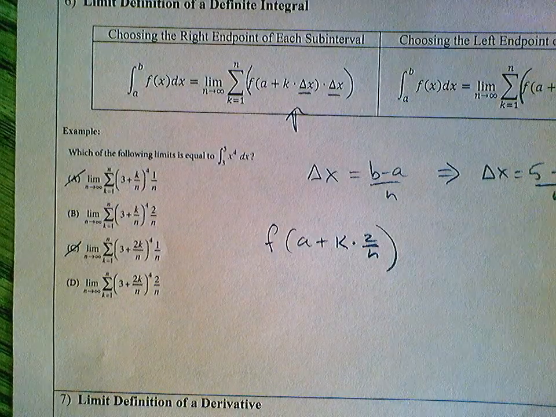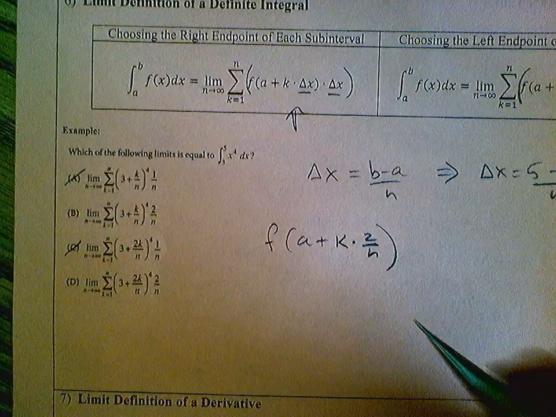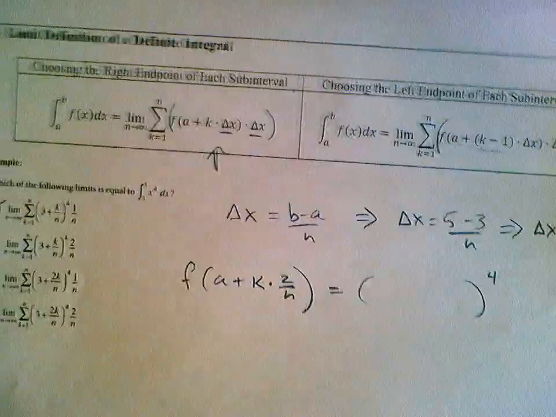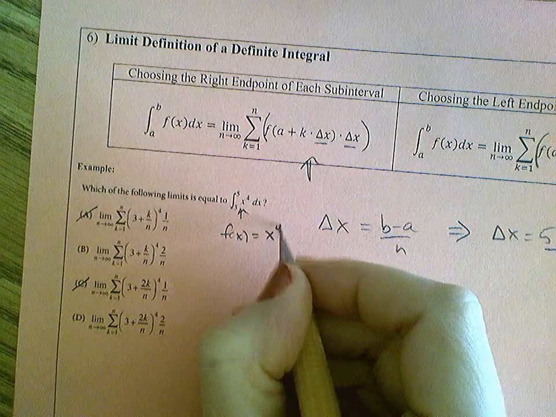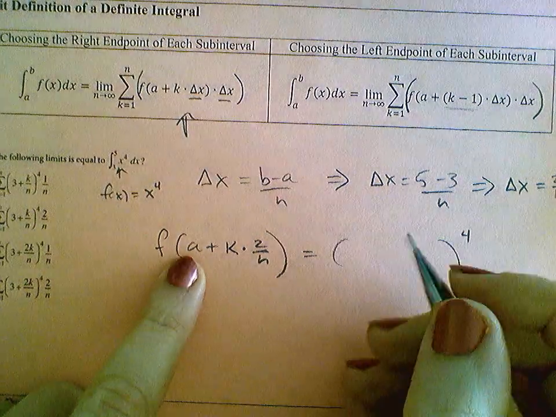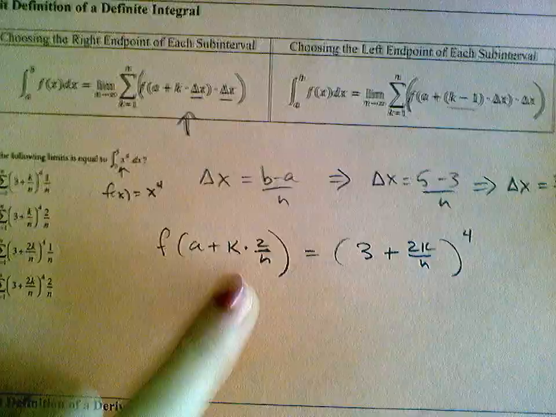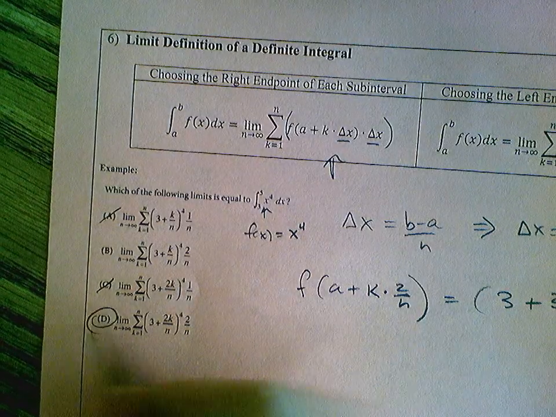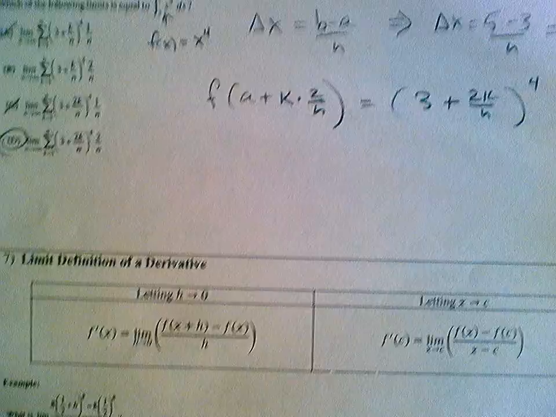And guys, you might be able to narrow the choices down now, but I'm going to go a little bit further. So anyway, this is going to be blank to the 4th. So f of x is x to the 4th. All right, you could see that's the input on the integral. So a is 3, so it's going to be 3 plus 2k over n to the 4th. And then we see that it's D. That is the answer. Alrighty. And please let me know, guys, if any of this is unclear.